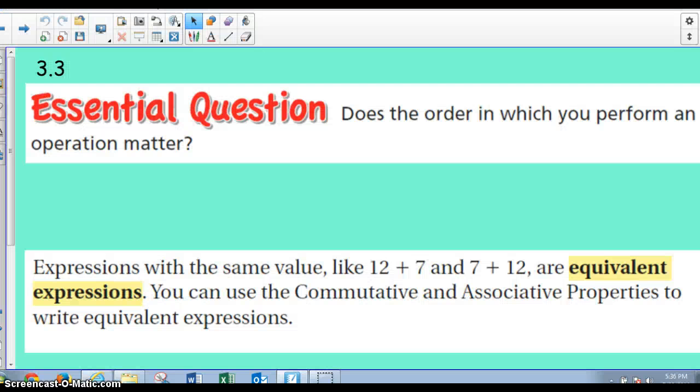Chapter 3, Lesson 3. Our essential question that we need to answer is, does the order in which you perform an operation matter? It says expressions with the same value, like 12 plus 7 and 7 plus 12, are equivalent fractions. You can flip them. You can use the commutative and associative properties to write equivalent expressions.